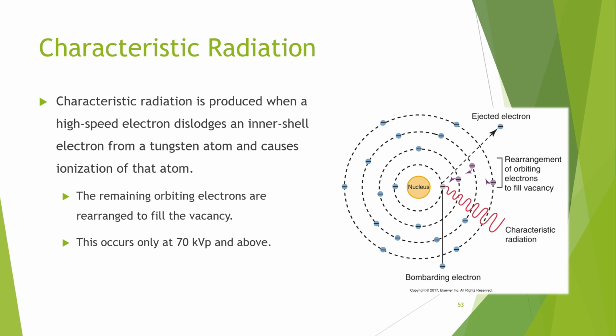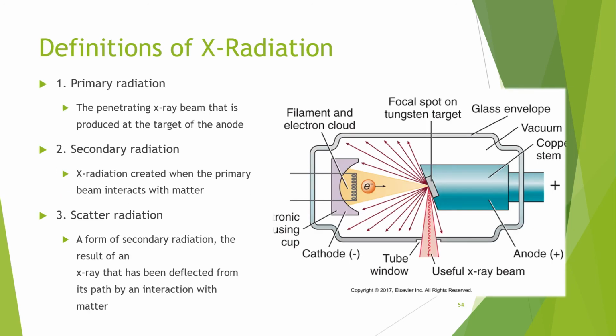Okay, so once those electrons have been converted into X-rays, and we know that the two types of X-rays were general radiation and characteristic radiation, here's what happens to it once it has become radiation. So first we have primary radiation, which is the penetrating X-ray beam that is produced at the target of the anode. Primary radiation can also be referred to as the primary beam or the useful beam.